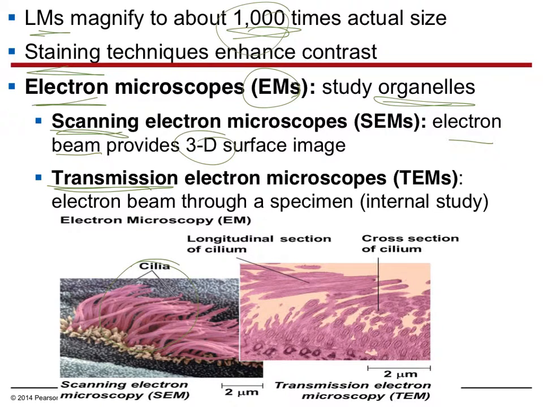Transmission is one that transmits the electrons through the specimen, so you're looking more internally. This is a transmission image where you're seeing a cross-section of those cilia. You're seeing that internal structure of those cilia. So these need to be very thin, and you have to pass the electron beam through them, and so we transmit that beam through that specimen. So these are 2 different types of electron microscopes, both having much greater magnification ability compared to the light microscope, but similar to the light microscope, these magnify things so that we can see things in greater detail.